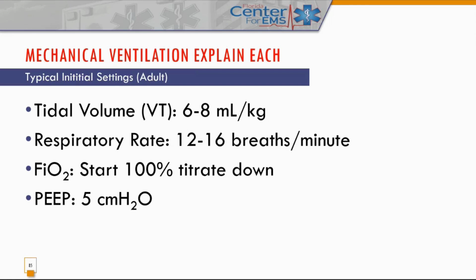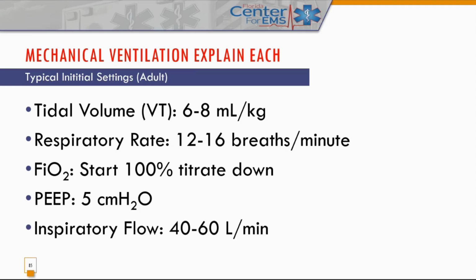PEEP of 5. I would never want to go below 5 because now I've got to worry about alveolar collapse. That has to be popped open on every breath, which is more work and causes more trauma. The more times we have to pop them open, the more damage and problems that we can cause. And then I want an inspiratory flow rate between 40 and 60. I've already talked about flow rates being so that they're not fighting the machine, and I said earlier that fighting is one of the biggest indicators.